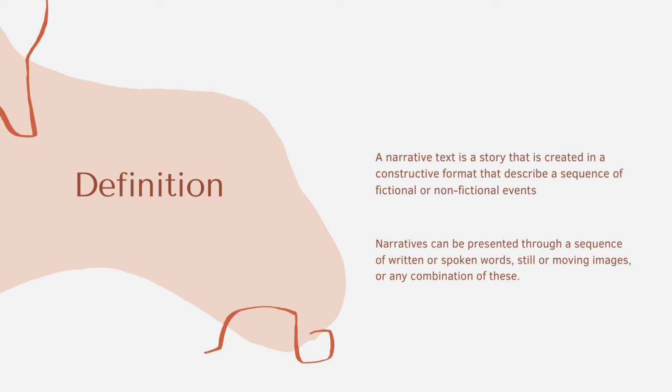Definition: a narrative text is a story that is created in a constructive format that describes a sequence of fictional or non-fictional events. Narratives can be presented through a sequence of written or spoken words, still or moving images, or any combination of these.